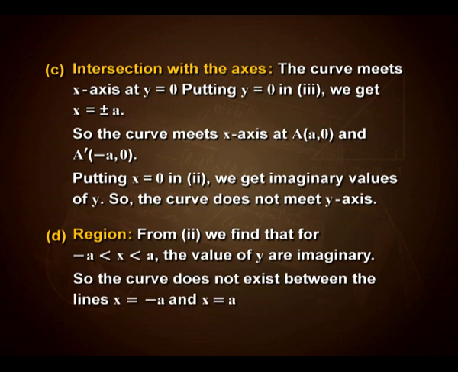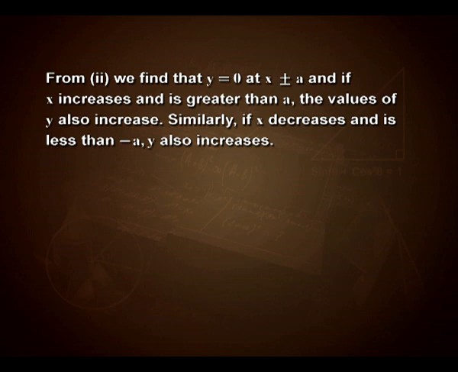So, the curve does not exist between the lines x is equal to minus a and x is equal to a. From the second equation, we find that y is equal to 0 at x equal to plus or minus a, and if x increases and is greater than a, the values of y also increase. Similarly, if x decreases and is less than minus a, y also increases.